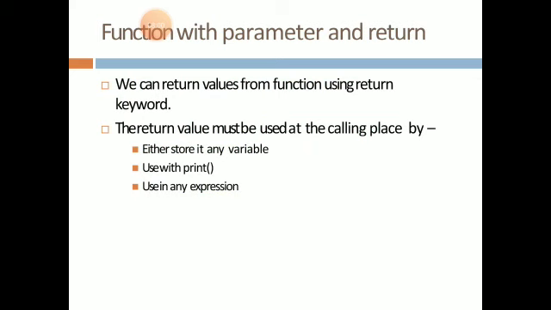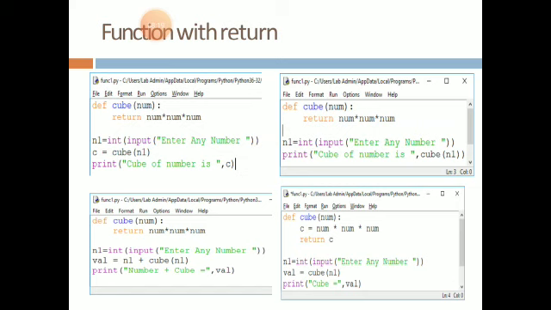So, function with parameter and return. Now we can return values from functions using the return keyword. The return value must be used at the calling place, either by storing it in any variable or using it with print, or you can use it in any expression also. So here you can see I made 4 functions. In the first example you can see def cube, I passed one argument and it returns num into num into num. Whatever number you pass, it will return its cube.